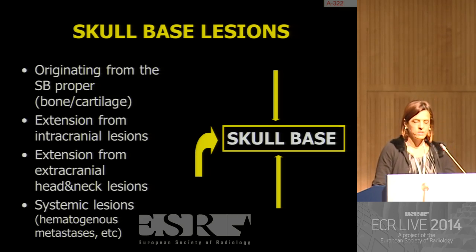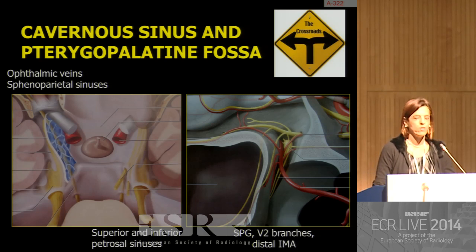So the problem with skull-base lesions is that not only can they arise from the bony cartilaginous elements of the skull base proper, but they can also arise from the intracranial compartment or from the extracranial head and neck, as well as from systemic conditions. So we have to consider a lot of different differential diagnoses. Also, aggressive lesions may cross the skull base by destroying bone or the fissures, or they can cross through the neurovascular foramina of the skull base. So we have two main crossroads between the intra- and extracranial compartments, the cavernous sinus and the pterygopalatine fossa.